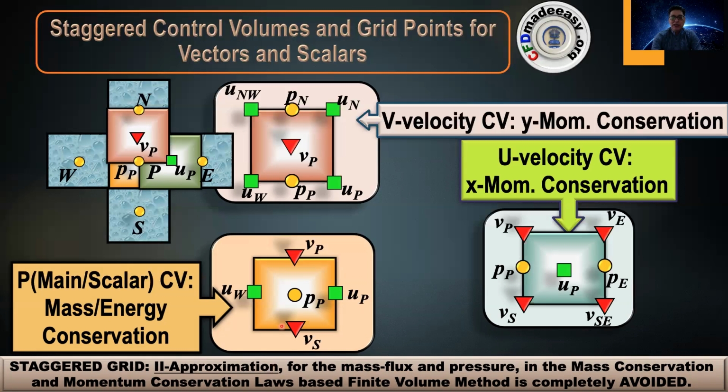So note that by staggering the grid, the second approximation in the mass conservation and momentum conservation based finite volume method is completely avoided. Note that this is avoided for mass flux and pressure, not for the diffusion flux and advection flux, because the second approximation for those was what led to the problem of pressure velocity coupling.